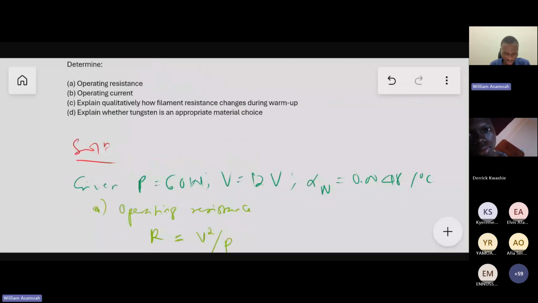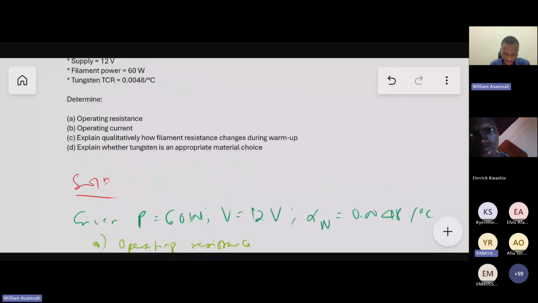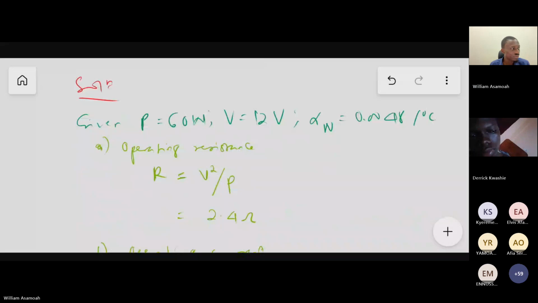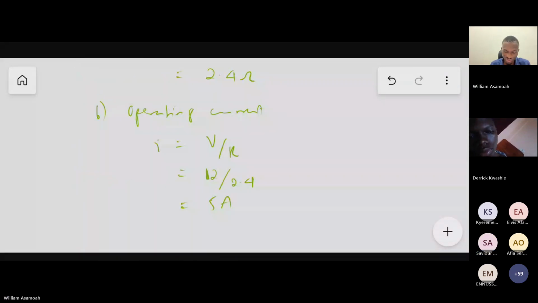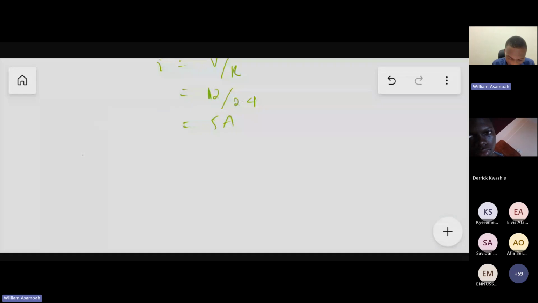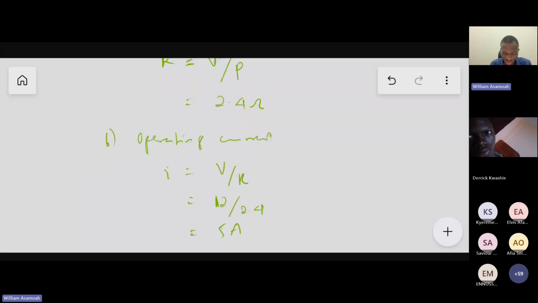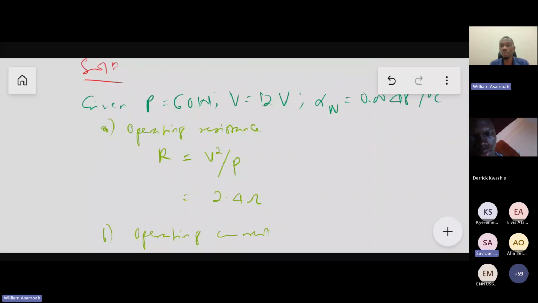Now what's C? Explain qualitatively how filament resistance changes during warm-up. How does it change during warm-up? See how my questions are going to be. You have to apply your master.